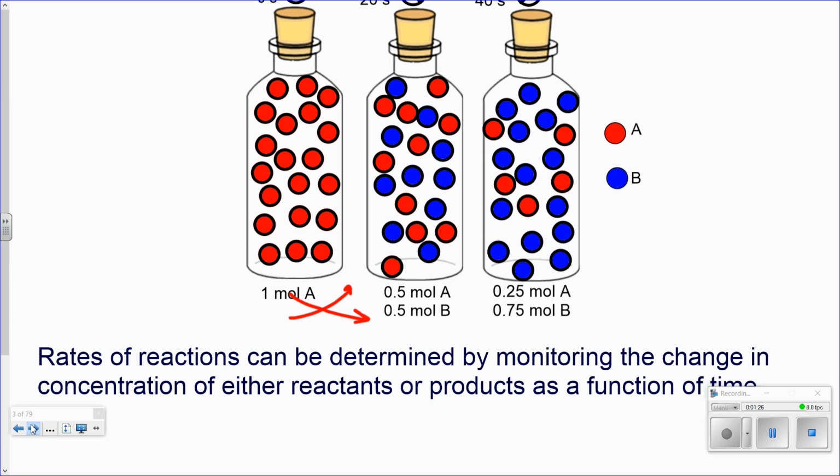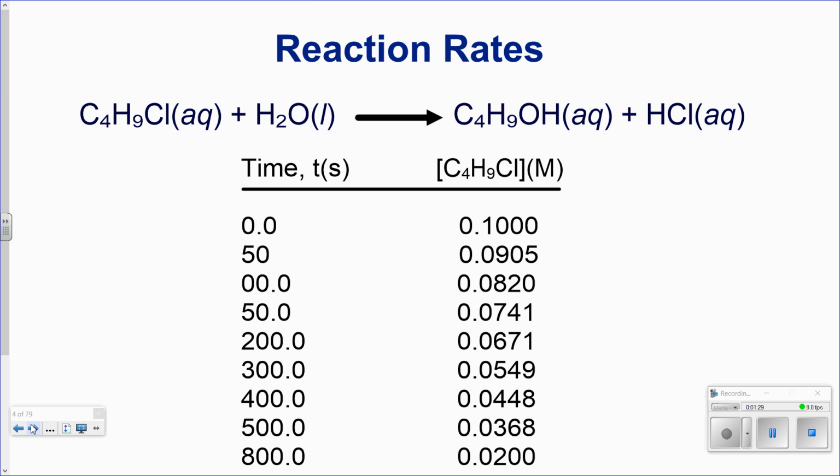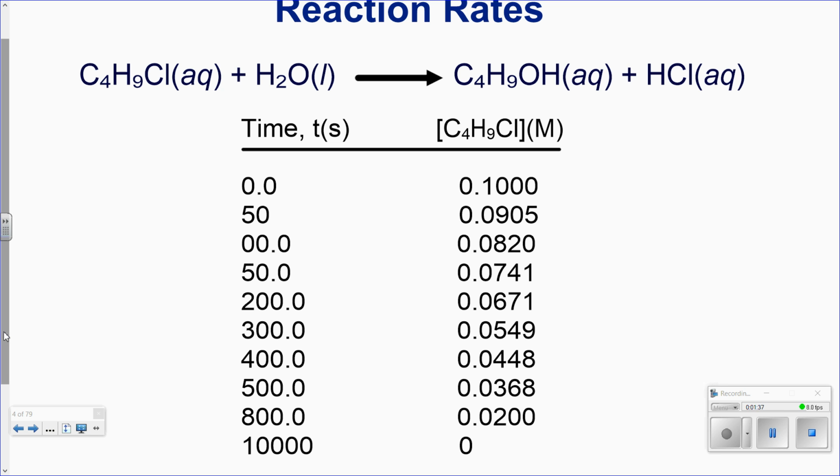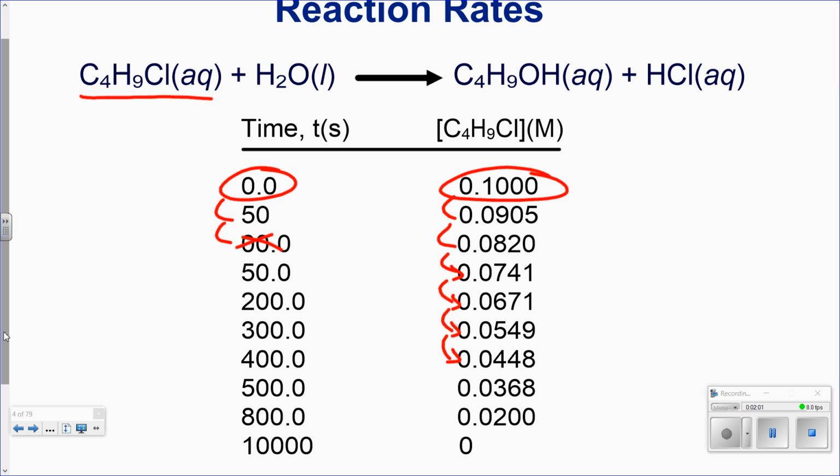When we take a look at reaction rates, here we have C4H9Cl reacting with water to produce C4H9OH and HCl. As you can tell, we are comparing the C4H9Cl. You start off with 0.1 at no time. So that's your original. This looks like a typo here. But as it keeps moving down, it keeps depleting. You keep reacting it, you keep using it up. Finally, after 10,000 seconds, you have none of it left, or something very close to none.